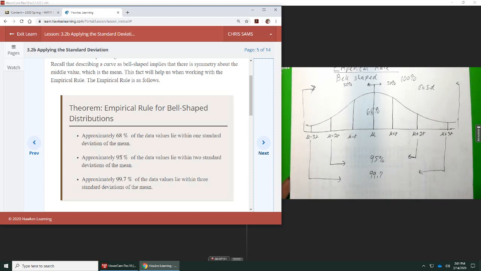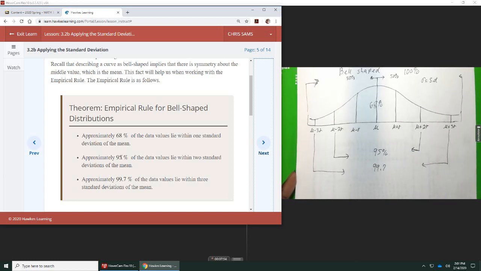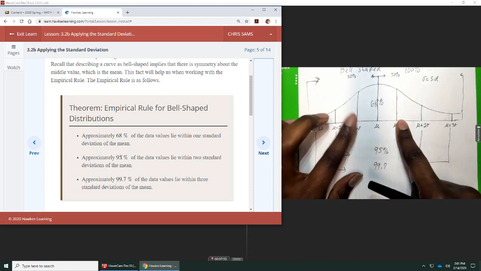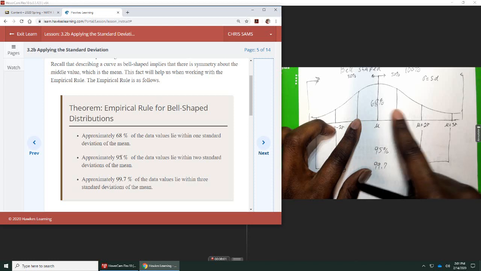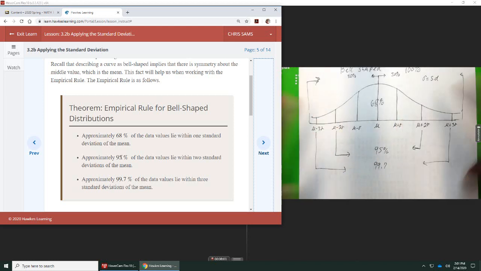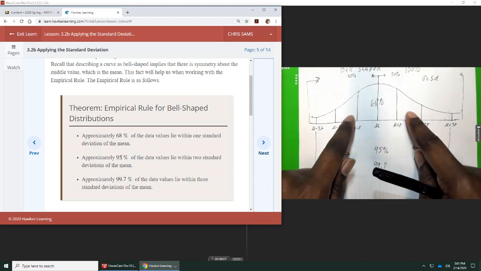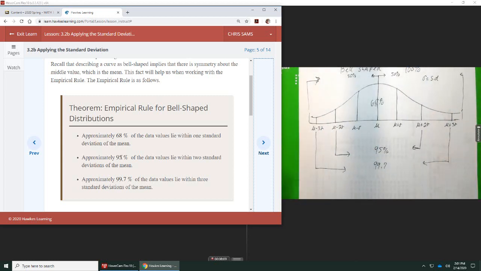Now, there's one more drawing of this that we want to do, because sometimes you might not necessarily go 1 and 1 or 2 and 2. You might go 1 over here and 2 over here, and they want to know what's the percentage now. So I'm going to show you how to break down each one of these sections in the next drawing.